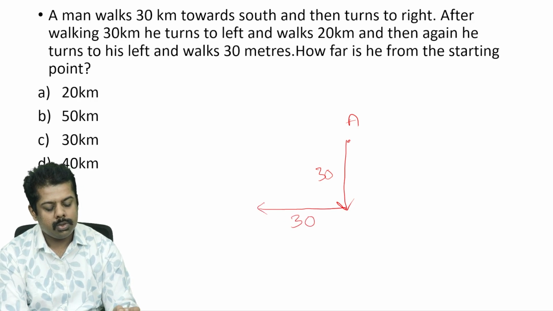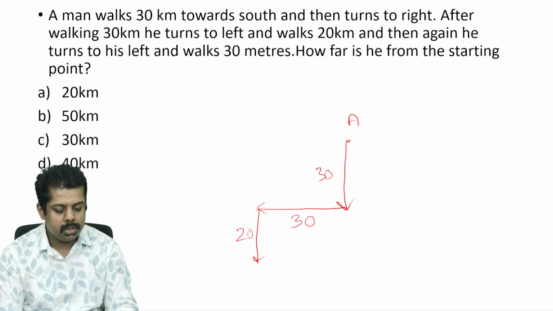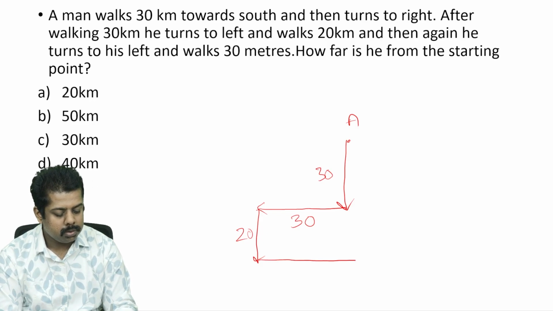Now he takes a left. So from here left is below. So he goes 20 kilometer. Now from here he takes another left. So here left is towards east and he goes 30. So he will be reaching here. This is his ending point.